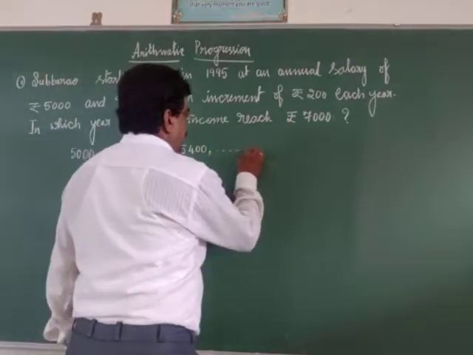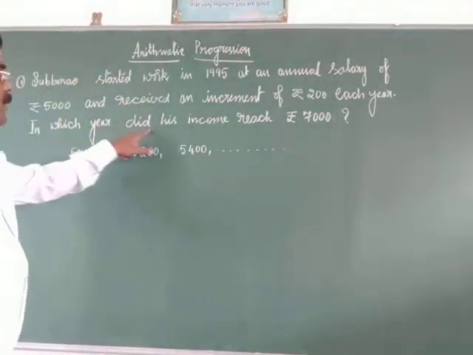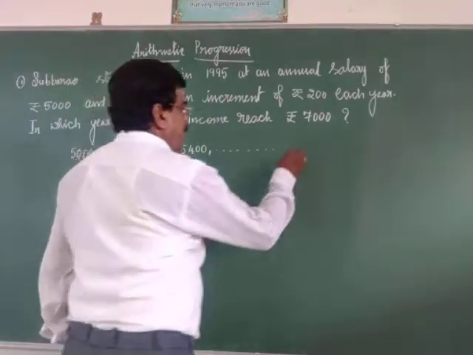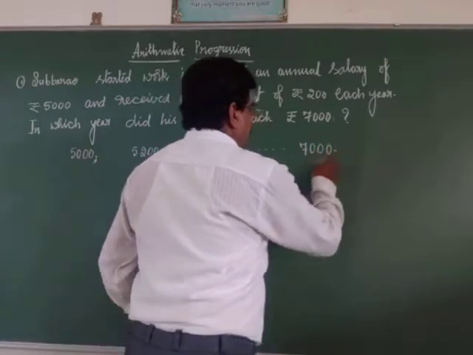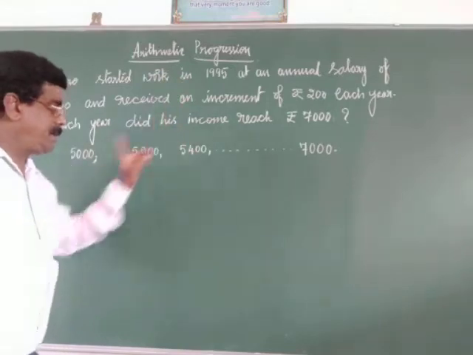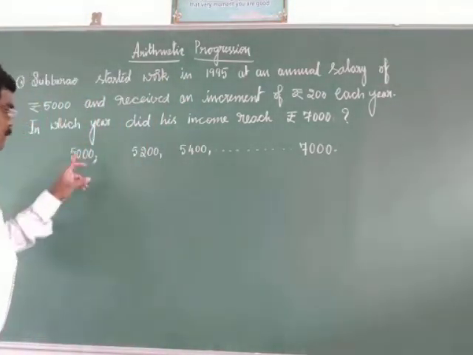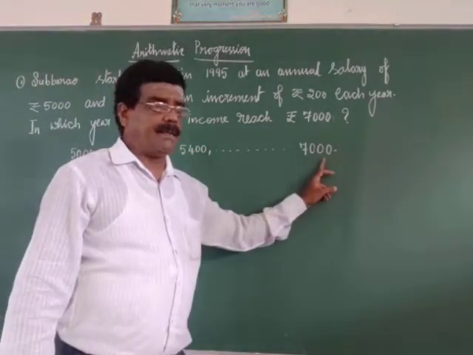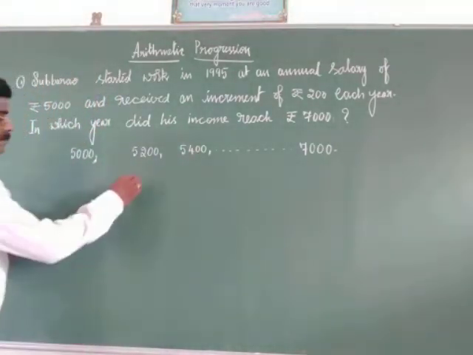Like that, the question asked here is, in which year did his income reach rupees 7,000? So when is he going to reach an amount of rupees 7,000? The statement question can be analyzed like this to get an arithmetic progression. Here A1, A2, A3, A4, like that. An is 7,000. So you must know An is 7,000.